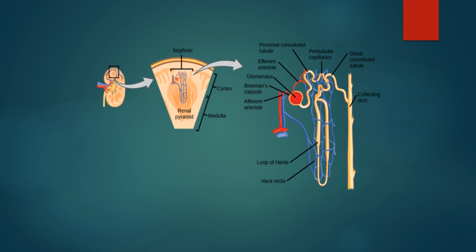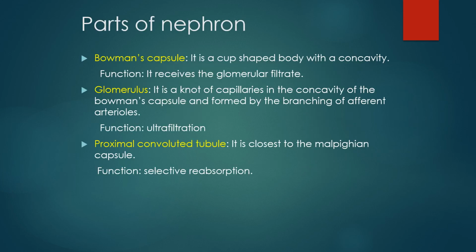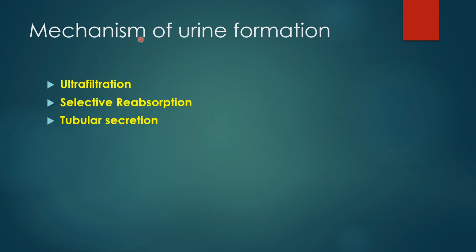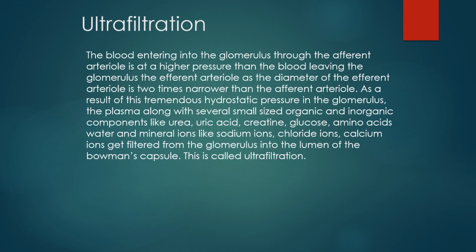Now, coming to the mechanism of urine formation. Urine formation occurs in three steps: ultrafiltration, selective reabsorption, and tubular secretion. Ultrafiltration, which means ultrafiltration refers to filtration under tremendous pressure.